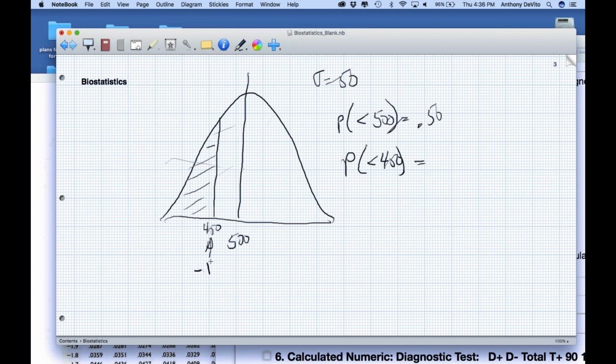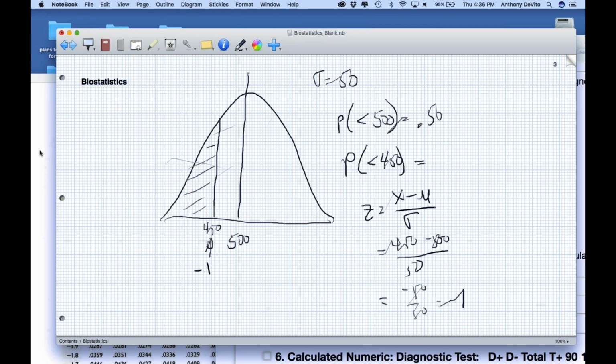In other words, it's -1. Just so that you can see how I get that, z is equal to the value you're interested in minus the mean over the standard deviation. So that's 450 minus 500 over 50, which is minus 50 over 50, which is -1. -1 indicates that it's to the left of the mean. If we're to the right of the mean, that would be 550 minus 500, a positive number. So -1 is that z-score, the number that represents 450 in number of standard deviations.